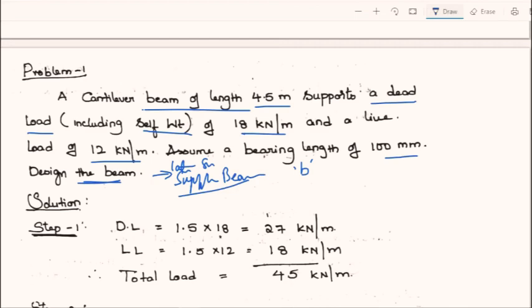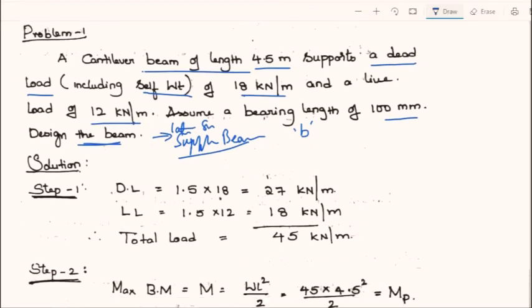So as per step 1, we need to calculate the loads that are acting on them, factored loads. Dead load is equals to 1.5 into 18 equals to 27 kilonewton per meter, and live load is equals to 1.5 into 12, 18 kilonewton per meter, and total load is equals to 45 kilonewton per meter. Remember, this 45 kilonewton is factored load.